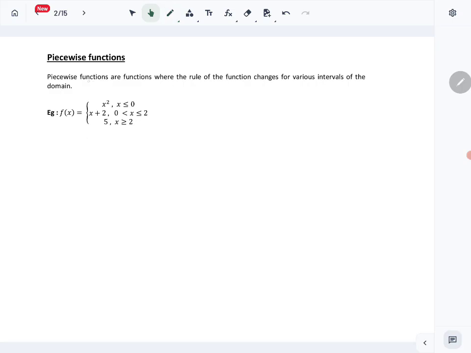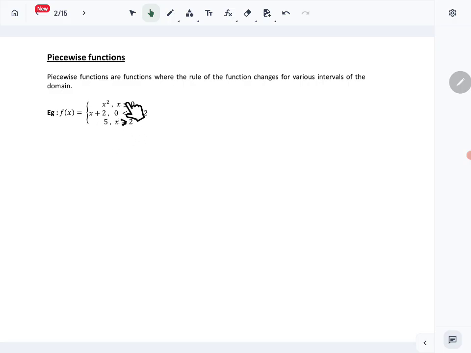Now the third type. This is called piecewise functions or piecewise defined functions, right? Piecewise functions are functions where the rule of the function changes for variable intervals of the domain. So unlike the previous ones, this one has several parts for the function. Each part is valid for a certain domain. Here look, this function f(x) has 3 parts. It's equal to x squared when the values of x are less than or equal to 0. The function equals x plus 2 when the values are between 0 and 2, including 2. And the last part, it's equal to 5 when x values are greater than 2.